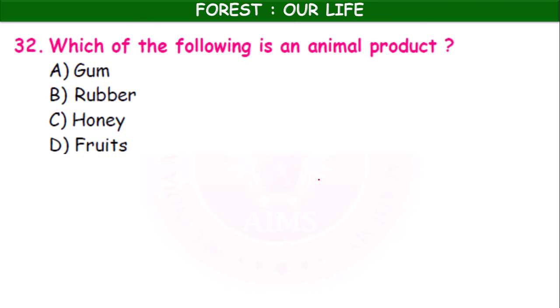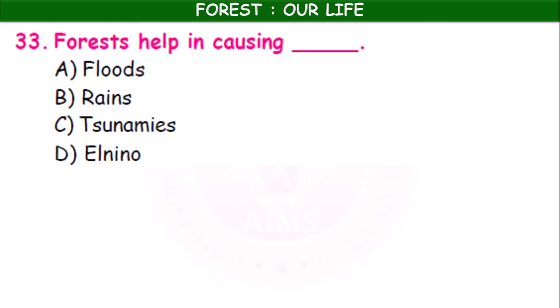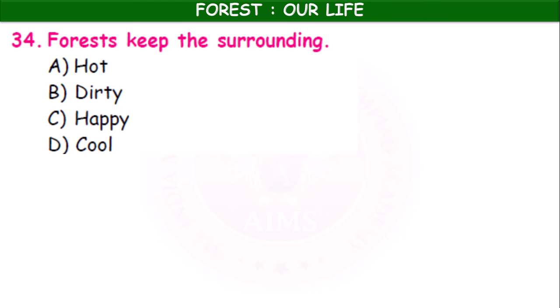Which of the following is an animal product? Gum, rubber, honey, fruits. Honey is the product from animals. That is honeybee. The forests help in causing floods, rains, tsunamis, El Nino, La Nina. Which one? Forest helps in causing rainfall. Forests keep the surroundings hot, dirty, happy, cool. Keeps cool.